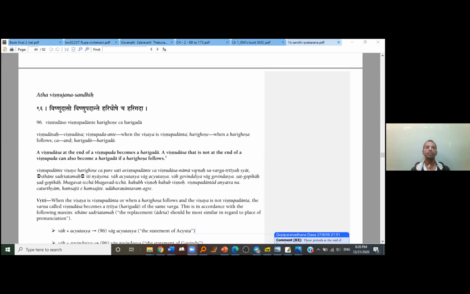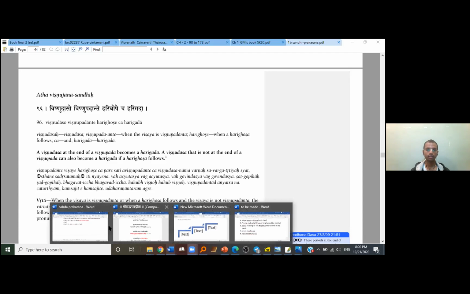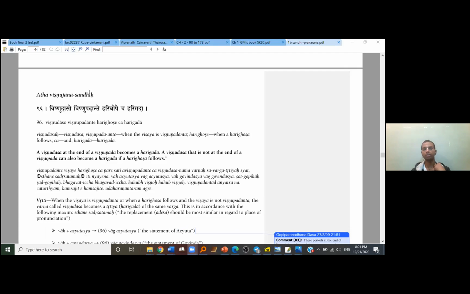Atha Vishnu Jana Sandhi. The Sandhis are of three kinds, as I told earlier: Sarveshwara Sandhi, Vishnu Jana Sandhi, and Vishnu Sarga Sandhi. So we finished the first part, which is Sarveshwara Sandhi, and now it's Vishnu Jana Sandhi, which will be dealing with the Vishnu Janas. Kadayo Vishnu Jana. viṣṇu-dāso viṣṇu-padānte hari-ghoṣe cha hari-gadā. A viṣṇu-dāsa at the end of a Viṣṇu-pada becomes a hari-gadā.